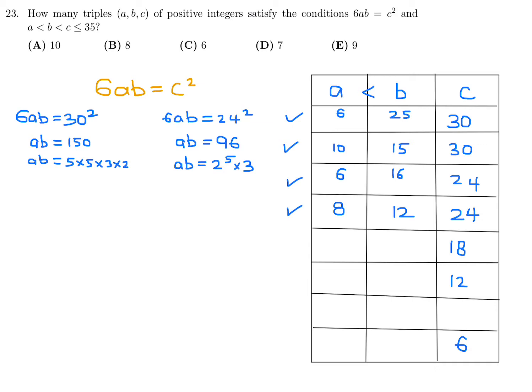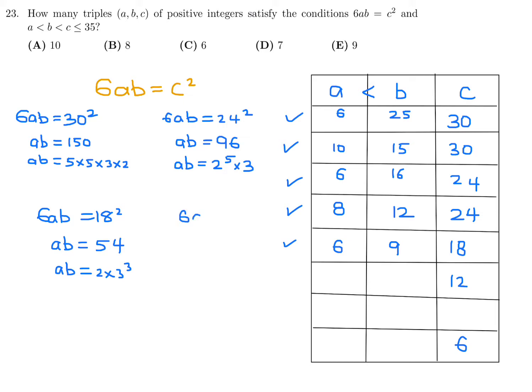Now let's do the same thing with 18. 6AB is equal to 18 squared. Solving, we get AB is equal to 54. And 54 in terms of its prime factors is 2 times 3 to the power of 3. So 9 and 6 are the only ways to make that work.